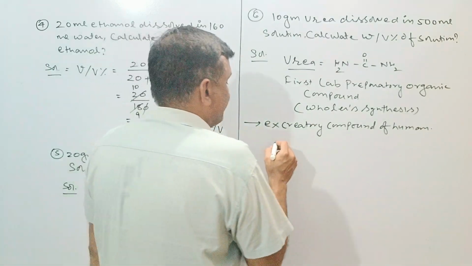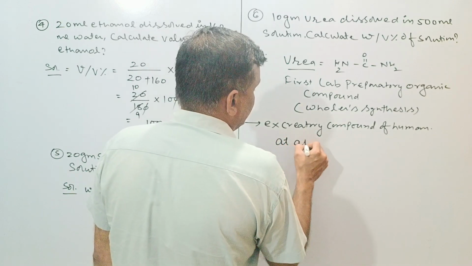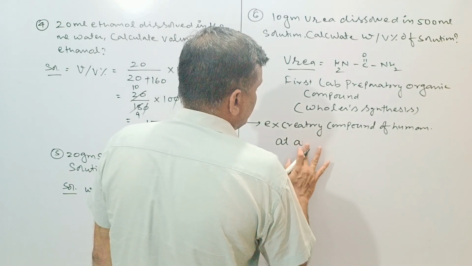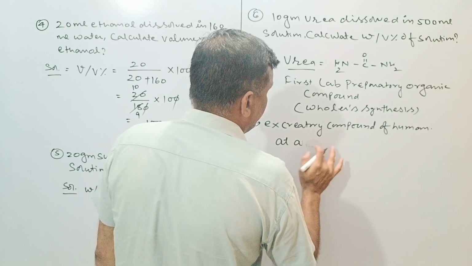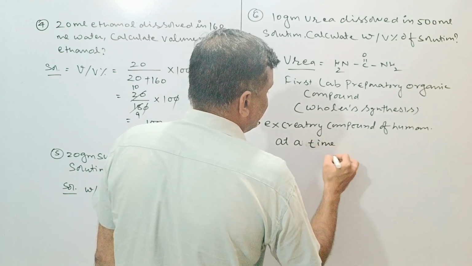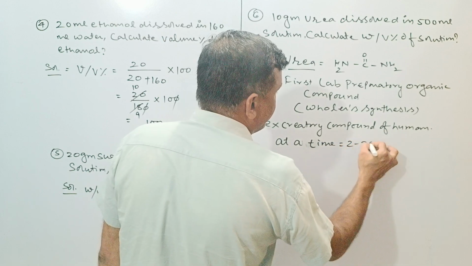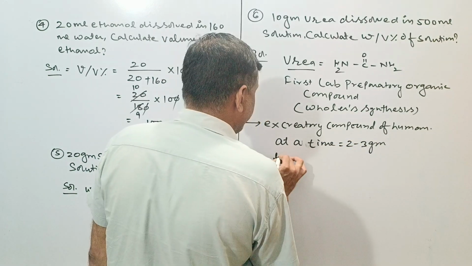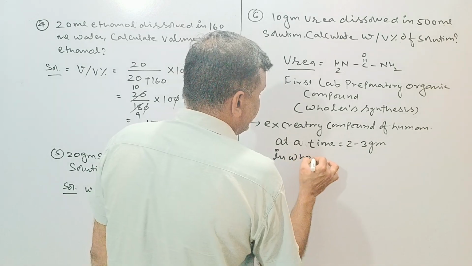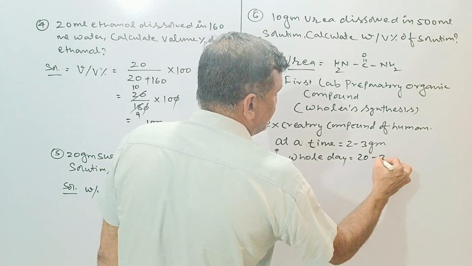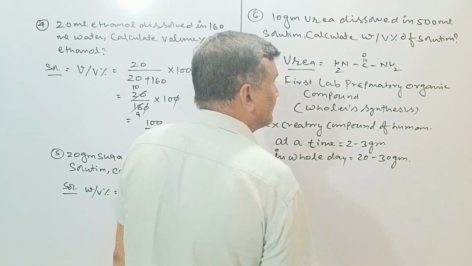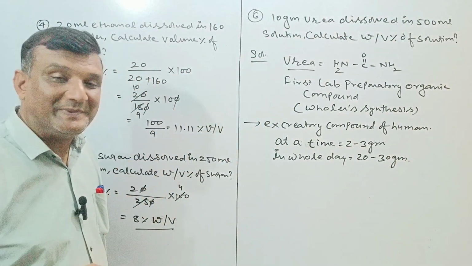We can say at a time 2 to 3 gram. At a time we will lose it, excrete it, 2 to 3 gram, and in the whole day it is excreted by us as 20 to 30 gram. This is the most important thing as a bio metal.